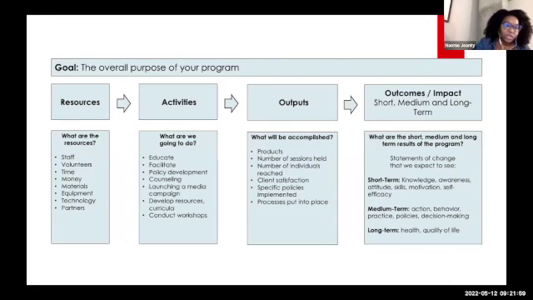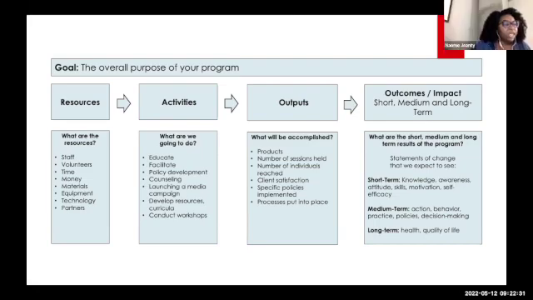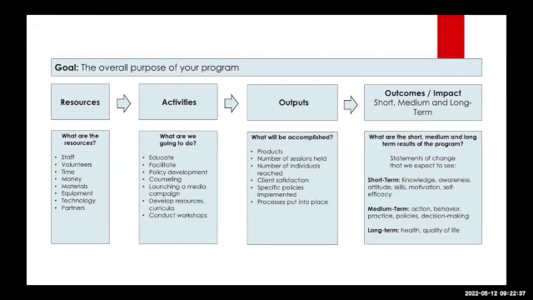If you have these resources, things like staff, volunteers, time, money, then you will complete these activities: educating, facilitating, doing policy development, counseling. And if you're able to complete these activities, then these outputs will be accomplished. So you'll have X amount of sessions, you'll reach a certain number of individuals, and you will have a certain number of potential products that you have created, and so on into your outcomes. It is a chain of events that is really demonstrating how a program is going to achieve its desired goals.